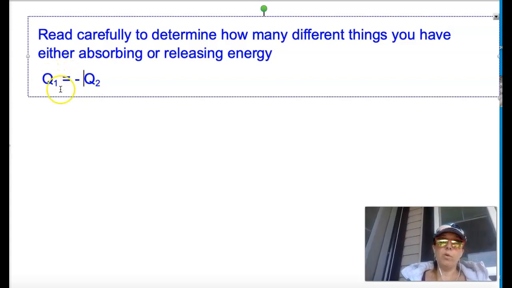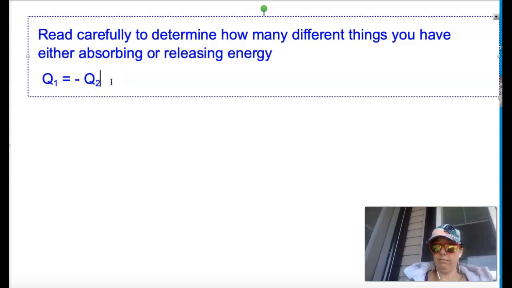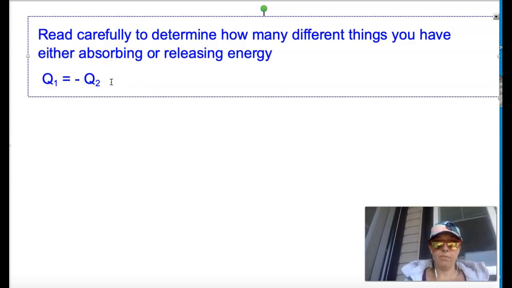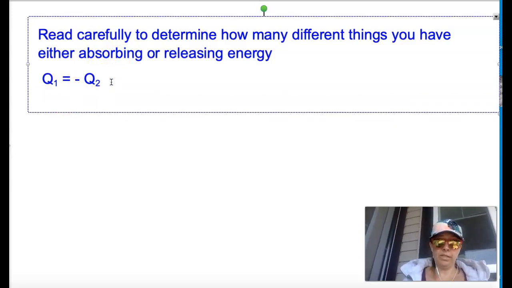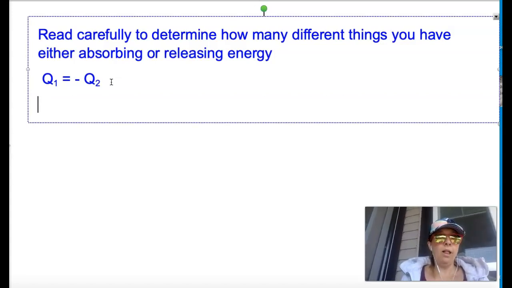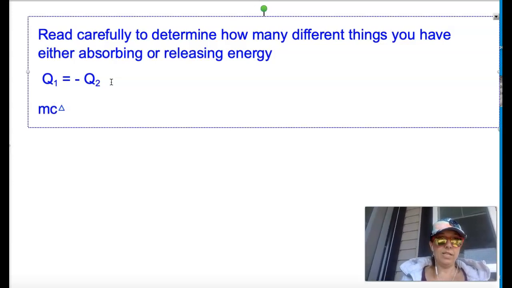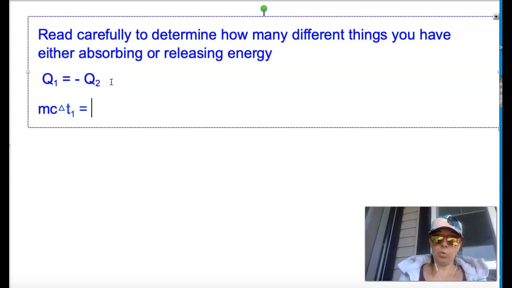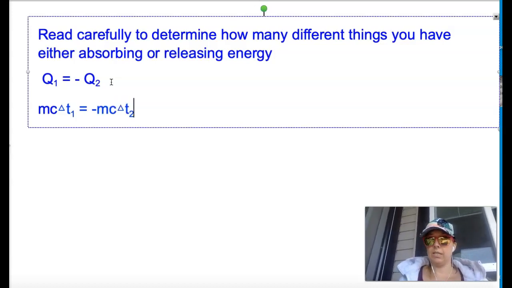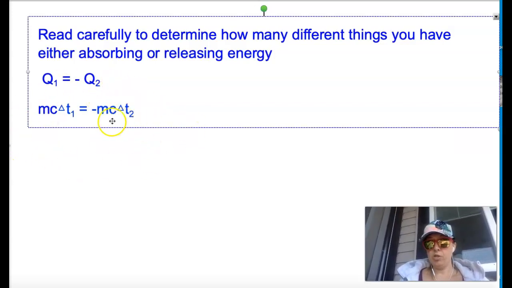So a lot of the times I don't actually know what Q is, but that's okay because generally I know MC and delta T. So what I can do is change this equation to be that the MC delta T of the first object is equal to the negative MC delta T of the second, okay? So we then create this equation that we can plug some stuff in and solve for.